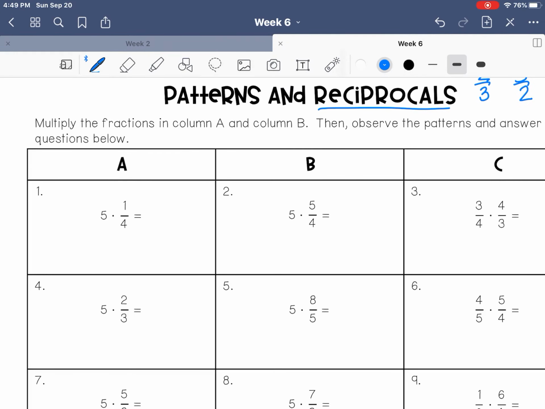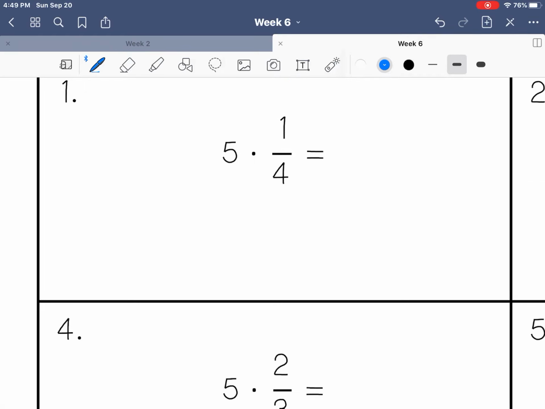But first, we're gonna multiply column A and then column B, and then we'll observe the patterns and answer some questions about those. So, starting with column A, let's multiply 5 times 1/4. And you may remember from last week, when you're multiplying a whole number times a fraction, you have to make the whole number into a fraction by giving it a denominator of 1. That doesn't change the value of it, it just turns it into a fraction so that you can multiply numerator times numerator and denominator times denominator.